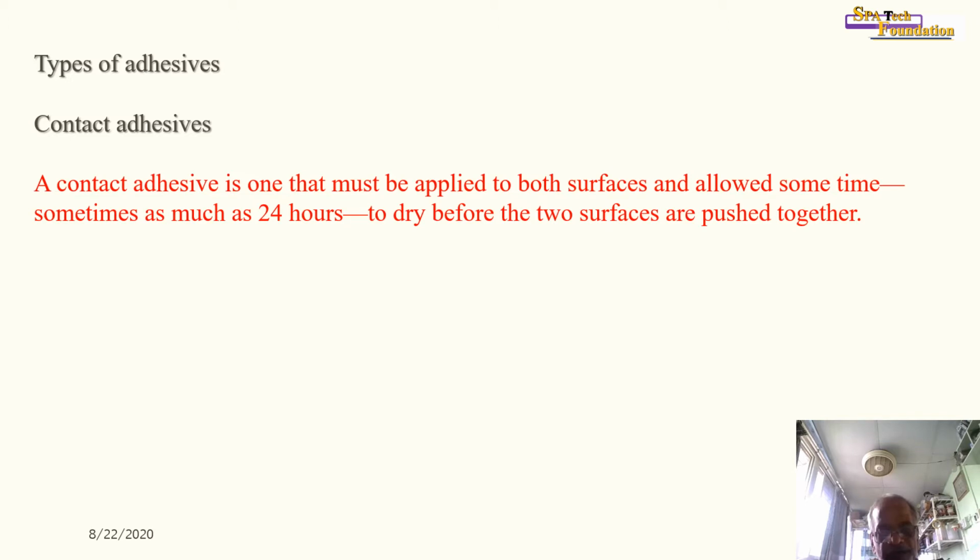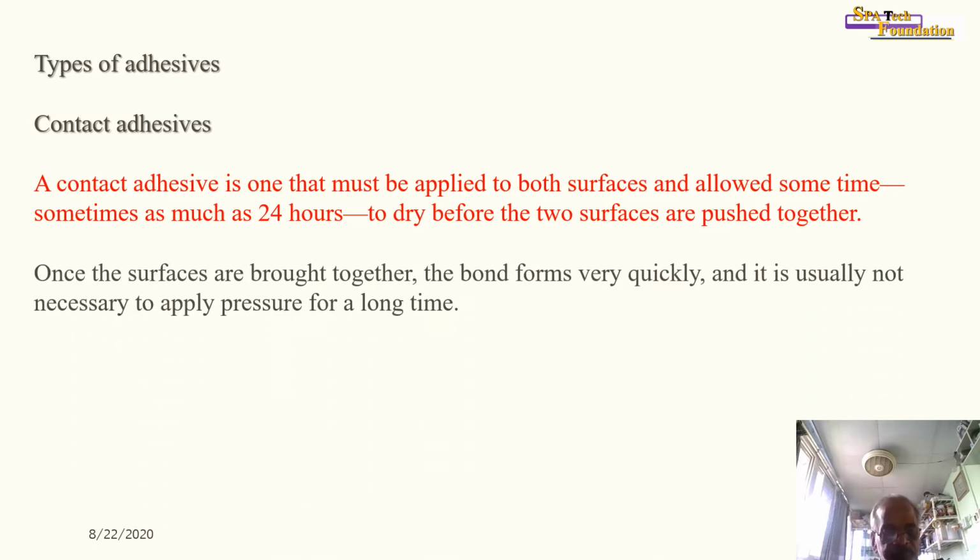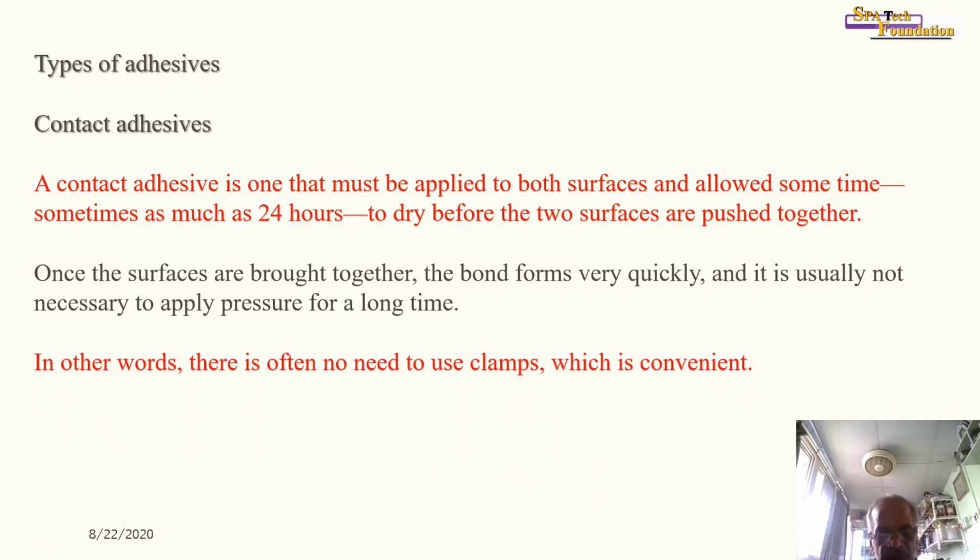Types of adhesives. Contact adhesive. A contact adhesive is one that must be applied to both surfaces and allowed some time, sometimes as much as 24 hours, to dry before the two surfaces are pushed or pressed together. Once the surfaces are brought together, the bond forms very quickly and it is usually not necessary to apply pressure for a long time. In other words, there is often no need to use clamps, which is convenient.